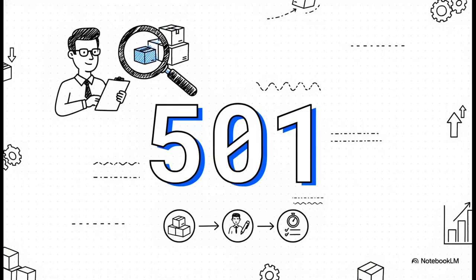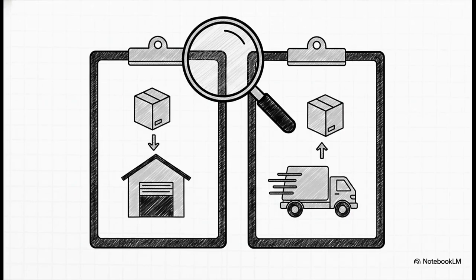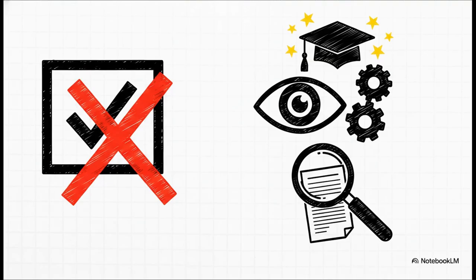Auditing standard ISA 501 says auditors must attend the inventory count, doing so in 3 phases. Before, we plan. During, we observe. But that crucial after phase, that's where we check cutoff. To test this out, auditors rely heavily on goods received notes and dispatch notes. Want top exam marks? Always use active verbs like inspect or observe for your audit procedures.